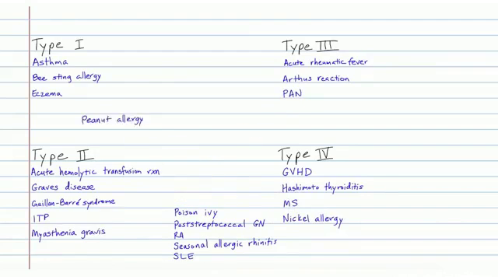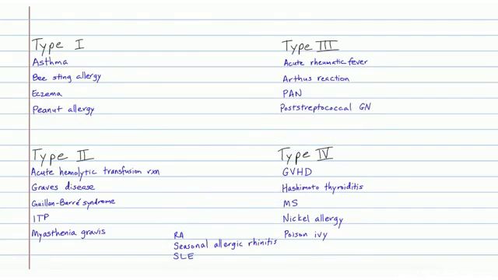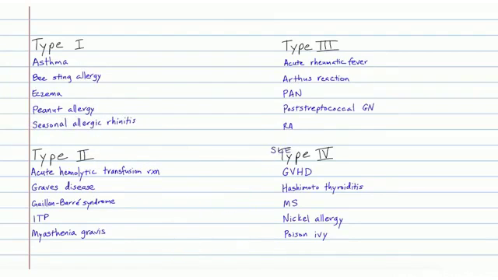Peanut allergy is a type 1 reaction. Poison ivy is another type of contact dermatitis, so that's a type 4 reaction. Post-streptococcal glomerulonephritis is a type 3 reaction. Rheumatoid arthritis is a type 3 reaction. Seasonal allergic rhinitis is a type 1 reaction. And lupus is a type 3 reaction.